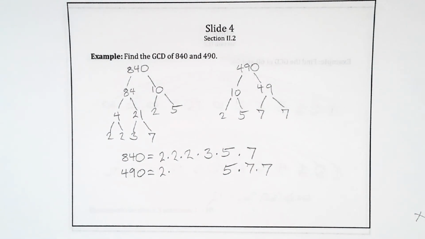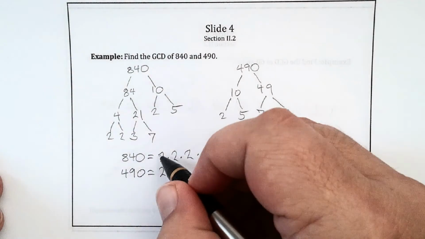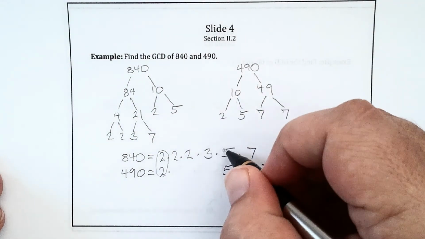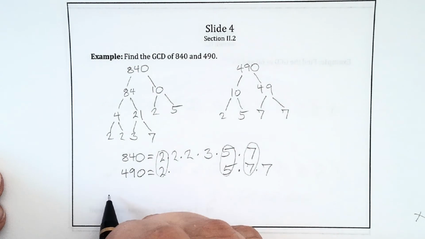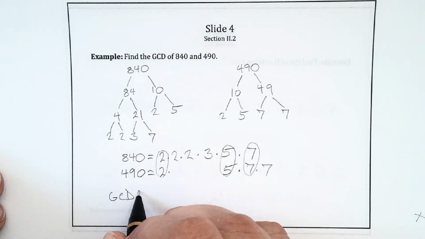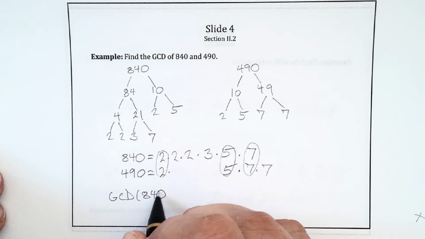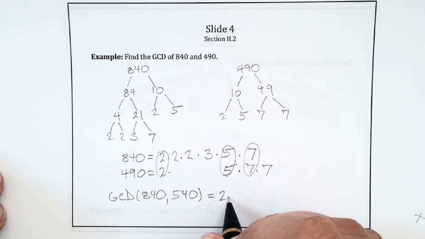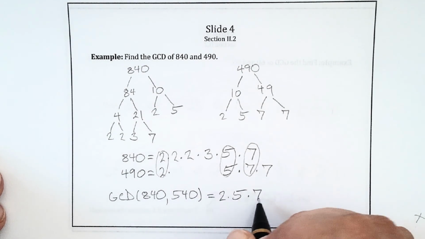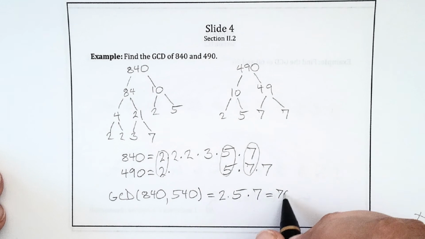Okay, so there are those two numbers side by side. Now what do they have in common? A 2, a 5, and a 7. So the greatest common divisor of 840 and 490 is 2 times 5 times 7, which is 70.